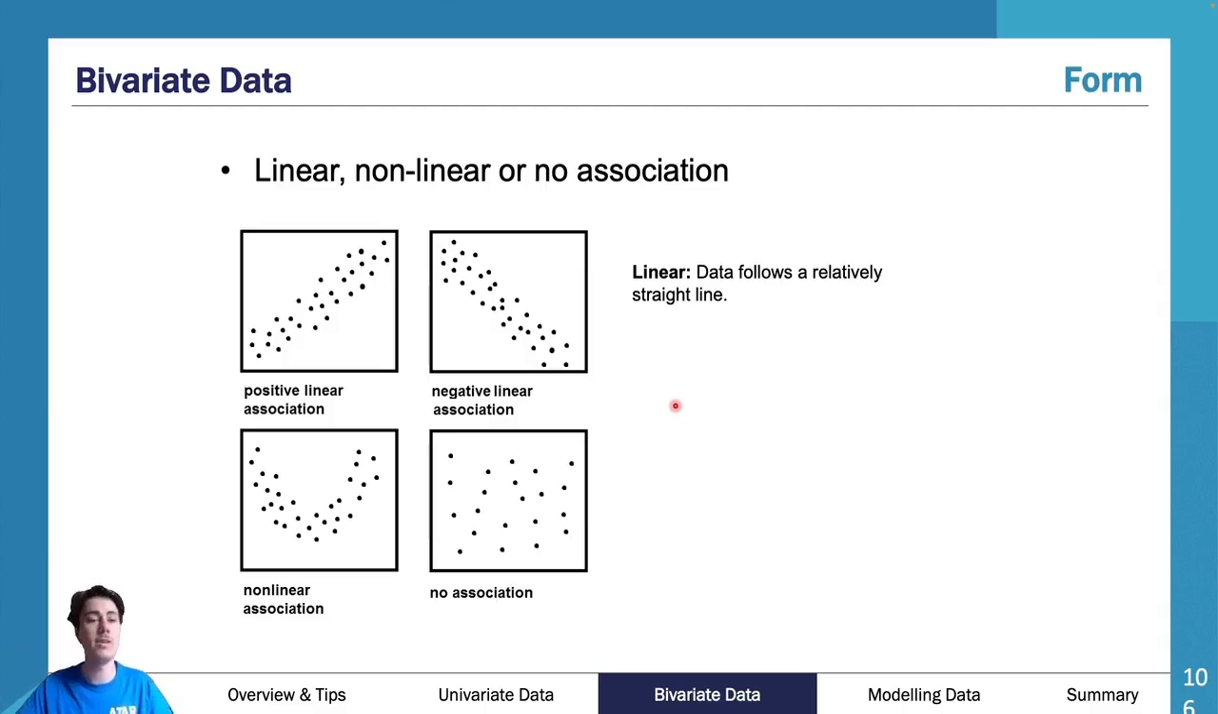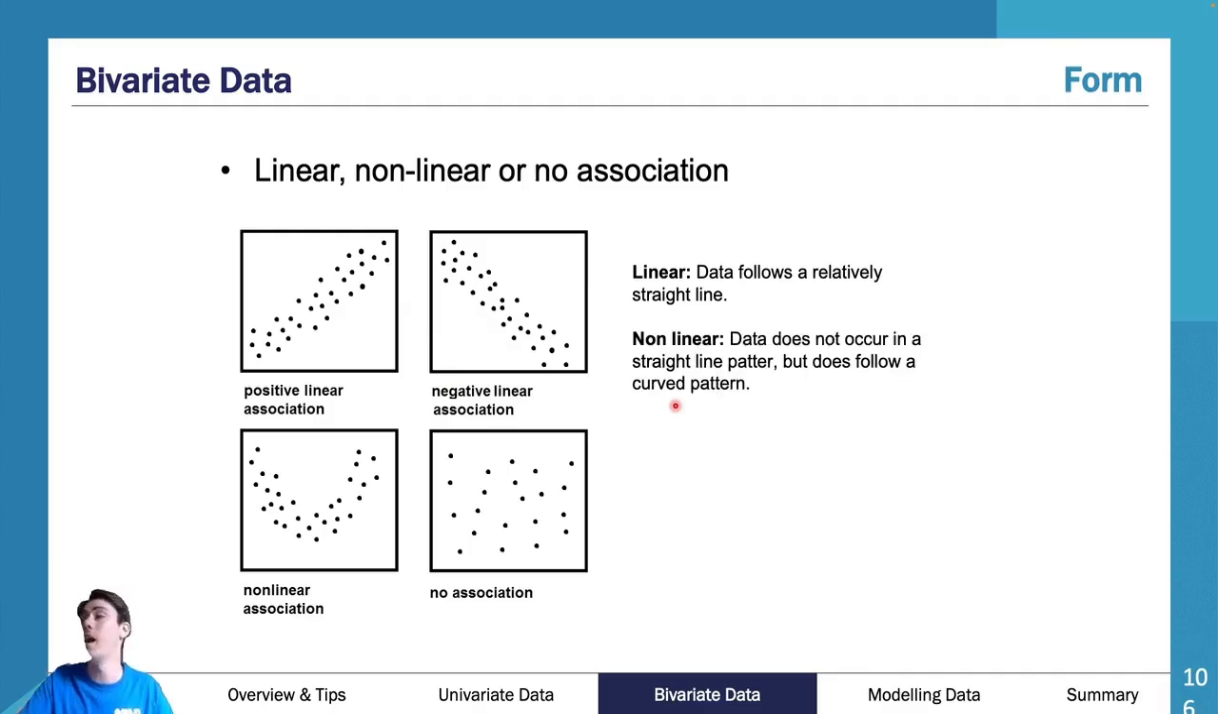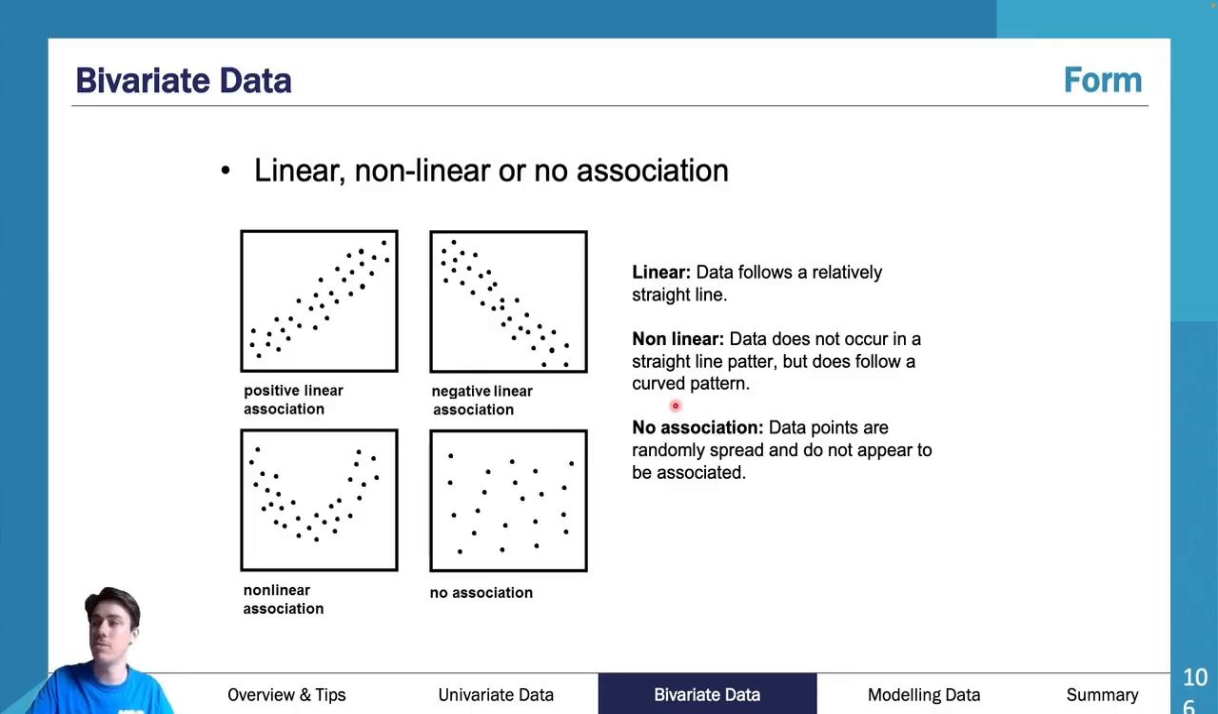So your form is where you say, okay, I think my data is linear. I think my data is not linear. I think my data doesn't have an association. I think my data is non-linear. So it's very much like strength, but it's where you discuss any of these 4 points. So you need to mention these 4 points in there.